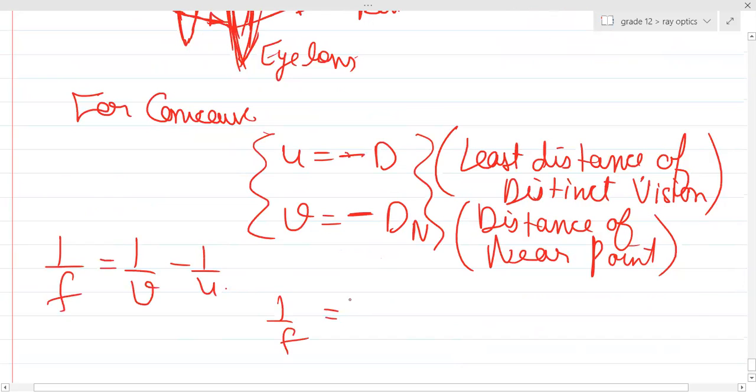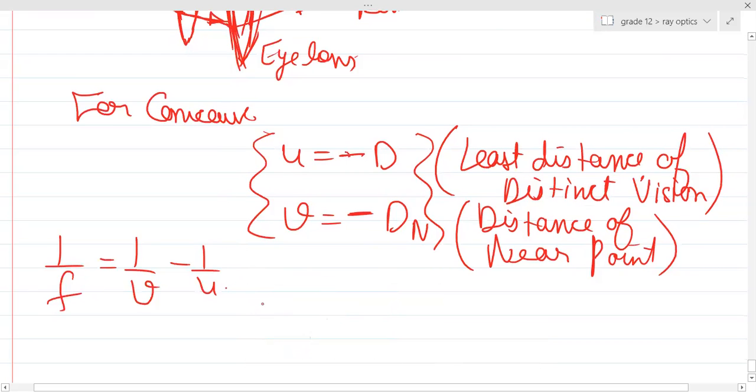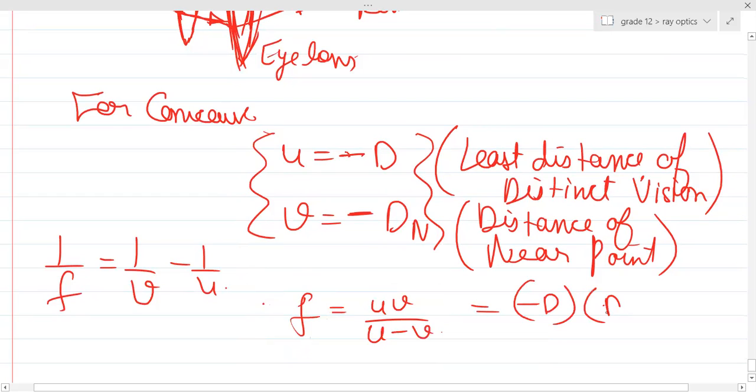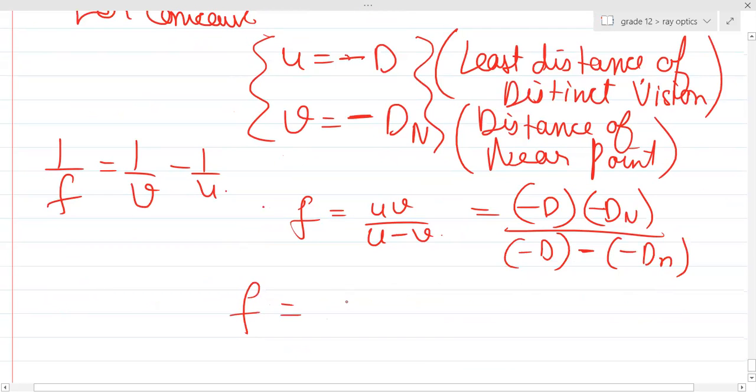So from here 1 by f will be equal to 1 by v minus 1 by u, and from here f will be equal to u v upon u minus v, which will be minus d into minus dn divided by minus d minus dn. When you calculate, certain minus signs will cancel out each other. This will become plus dn minus d, right? So your final answer will become f equals dn into d divided by dn minus d.